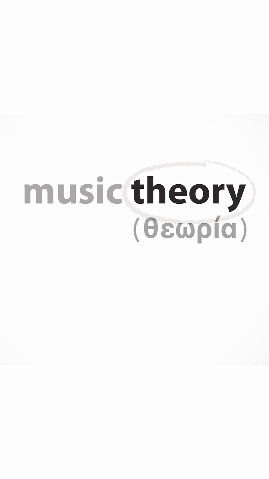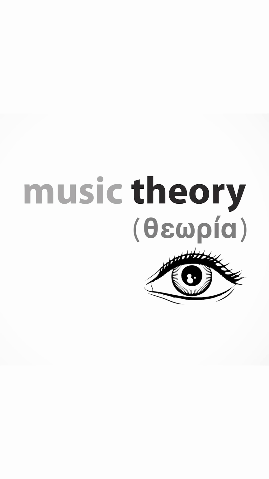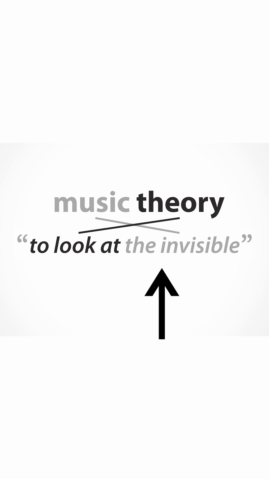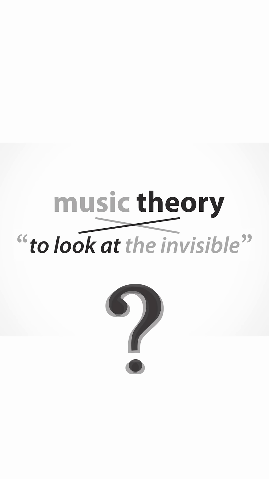But here's where it gets more interesting, because the word theory comes from the Greek theoria, which means to look at, view, speculate, or see. But if music is sound and sound is invisible, then the term literally means to look at the invisible, which is a contradiction in terms, right? So how is that even possible?